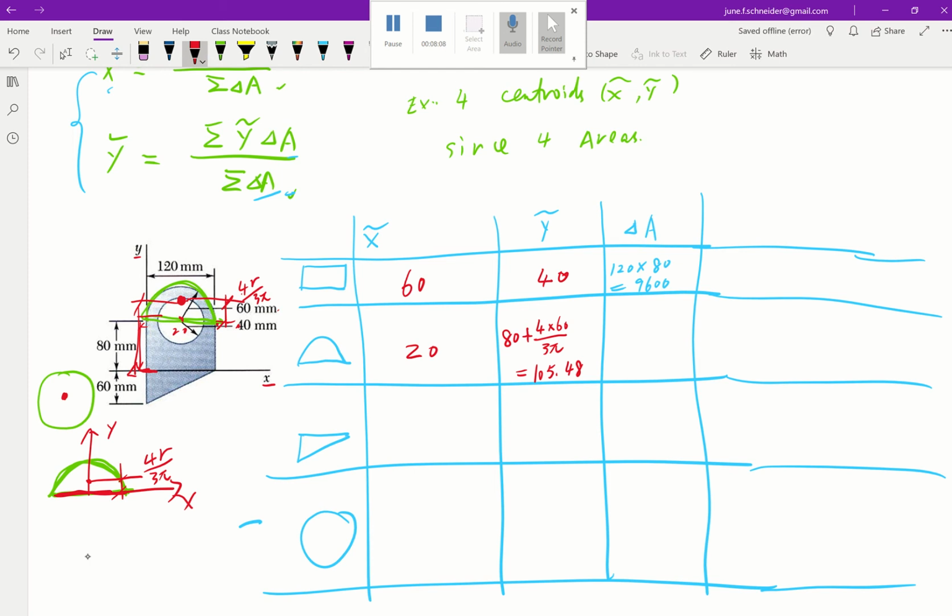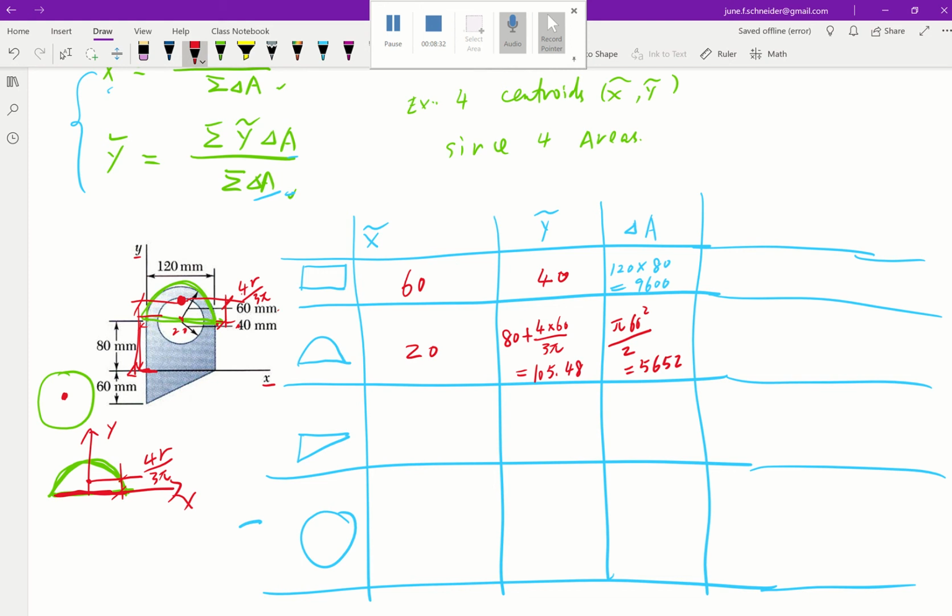Okay. Then now we're going to figure out this semicircle area. We know area for a circle is πr². R again is 60. However, it's a semicircle, so it's divided by 2. Putting into the calculator, 60 squared times π divided by 2, we'll have the answer as 5652.